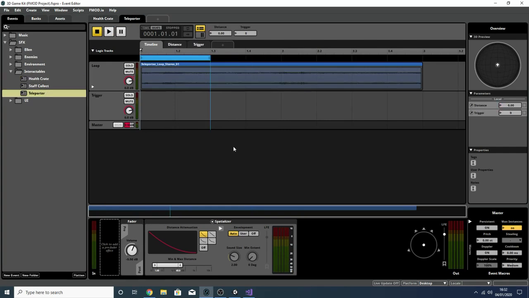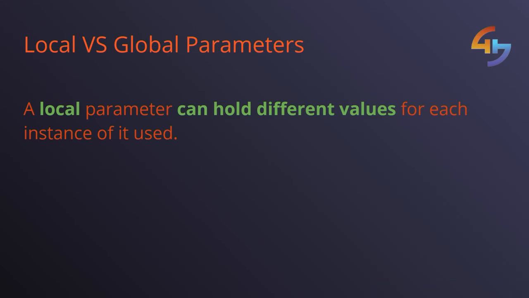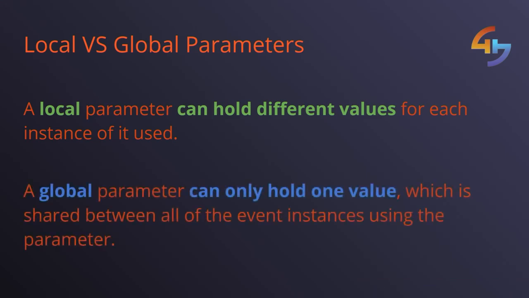So think of a local parameter in the same way that you would for an instance of an event. If we create a new instance of an event using a local parameter in our game, we're also creating a new instance of that parameter, which can be set independently from other instances. Now, a global parameter, on the other hand, is the complete opposite from a local one. A global parameter can only ever hold one value. We can still use it for multiple events, but all of the different instances of that parameter will share the same value for each event.